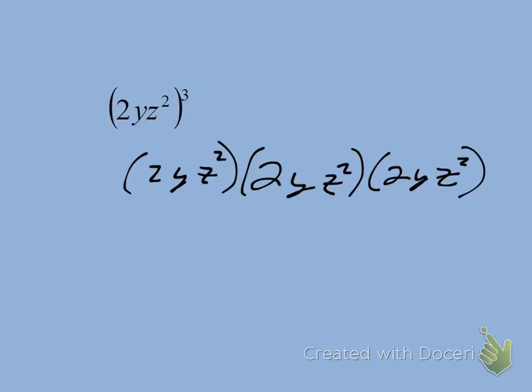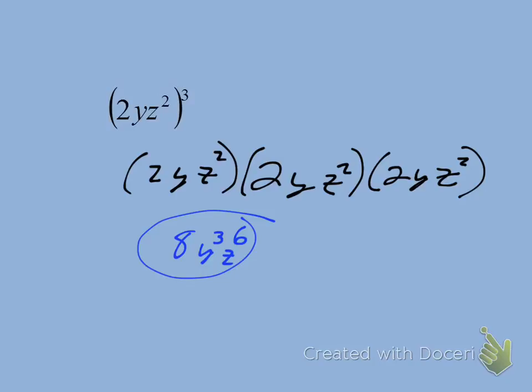So you still go through and multiply your numbers. 2 times 2 times 2 gives you what? 8. Y times y times y, add up those exponents, you get y to the third, right? 1 plus 1 plus 1. Z squared times z squared times z squared, z to the 6. Makes sense?